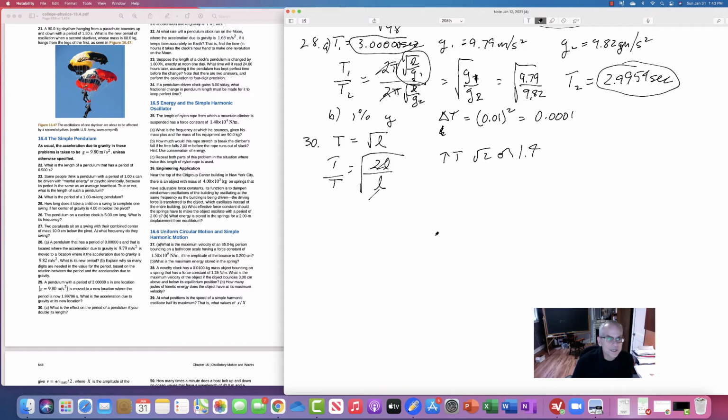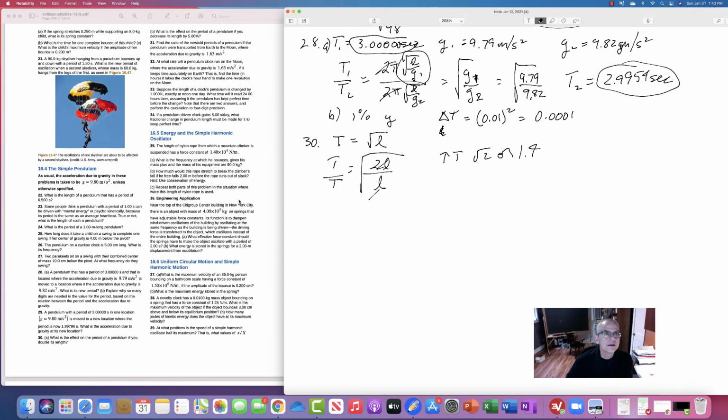The second question is similar. It says, what is the effect on the period of a pendulum if you decrease the length by 5%? So instead of doubling it, you decrease it by 5%, but still what's going to happen is it's going to be the square root of a 5% decrease. So it goes from 1 to 0.95. So it's going to be the square root of 0.95.